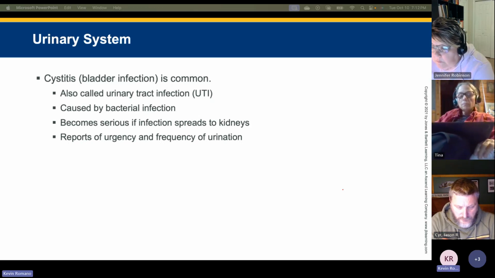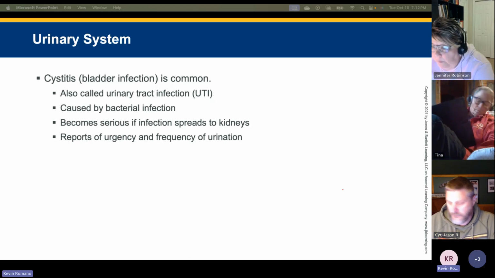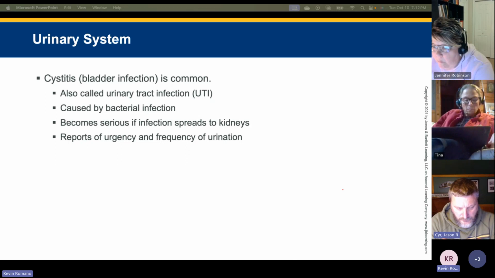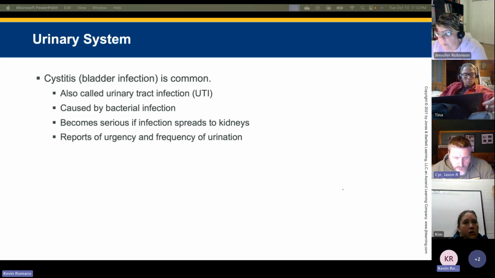Urosepsis is dangerous. It can kill people. It has to be treated. They need to go to a doctor, to the hospital ER. They're going to get antibiotics, and they're going to move from there. They'll also do some culture testing and urine samples, and your analysis to see about blood and whatnot.